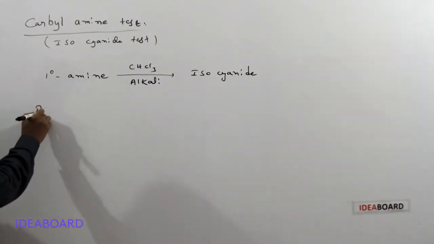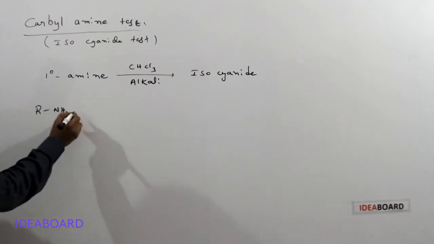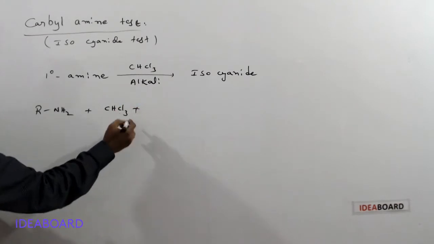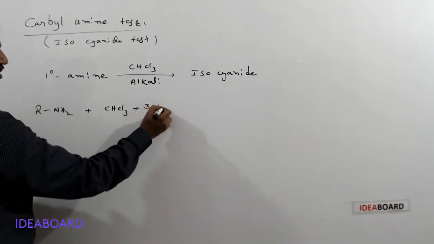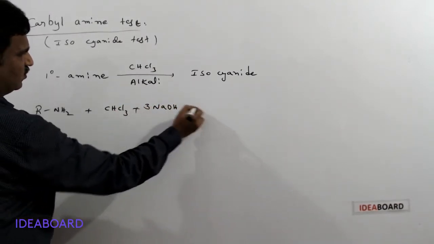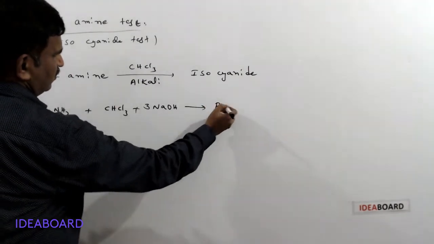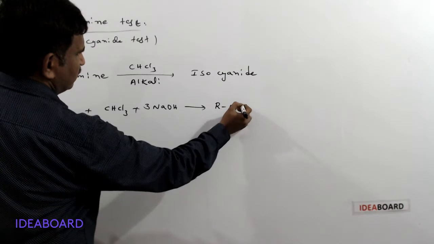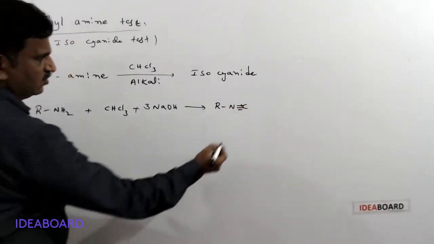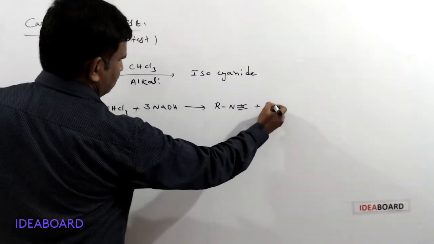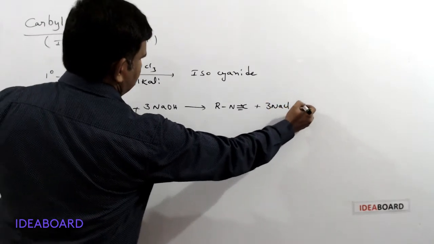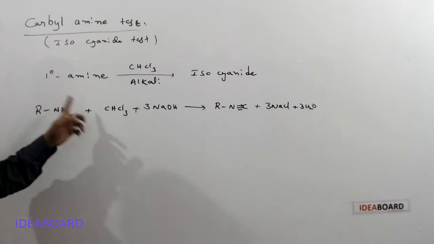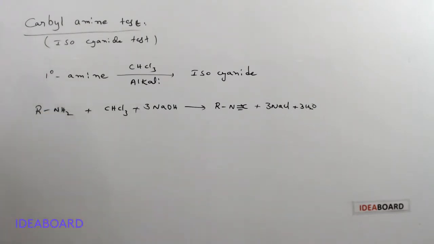Here suppose I am taking a primary amine, RNH2, reacting with CHCl3 plus a strong alkali, that is 3NaOH, to give RNC. Here a triple bond is present, one of which is a dative bond, plus 3NaCl plus 3H2O is formed. This is the isocyanide test or carbylamine test.